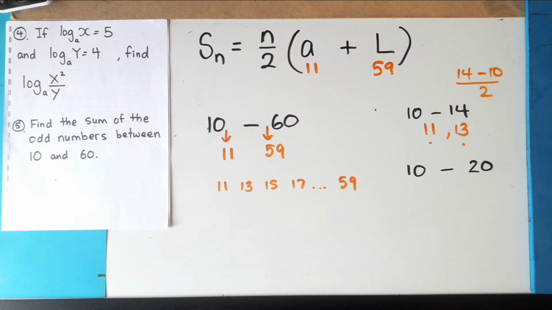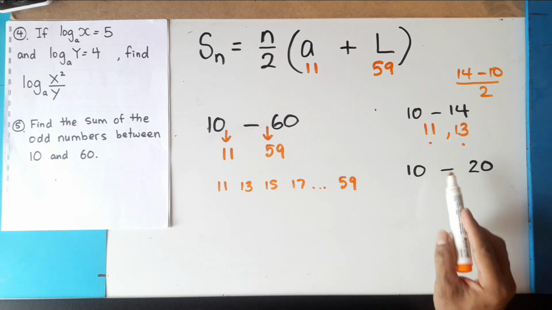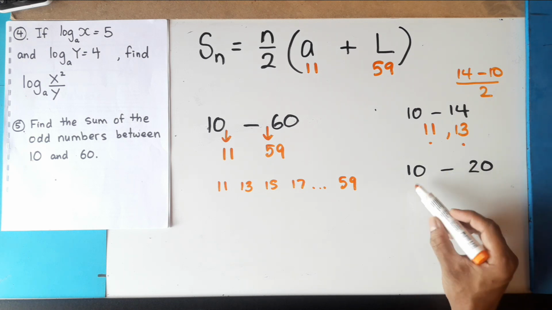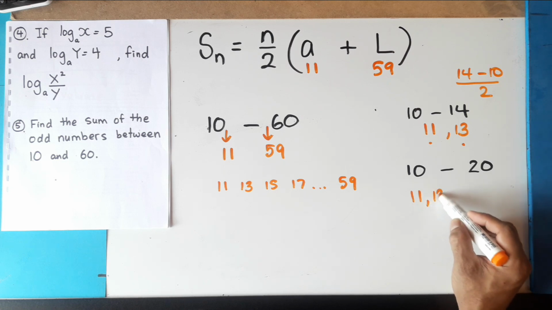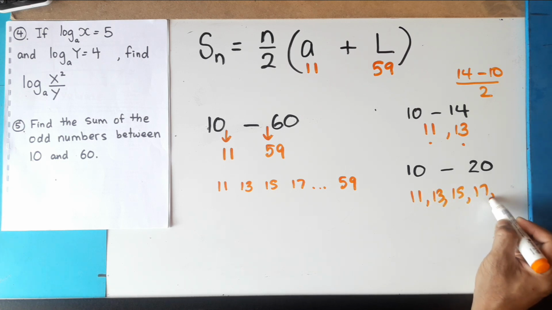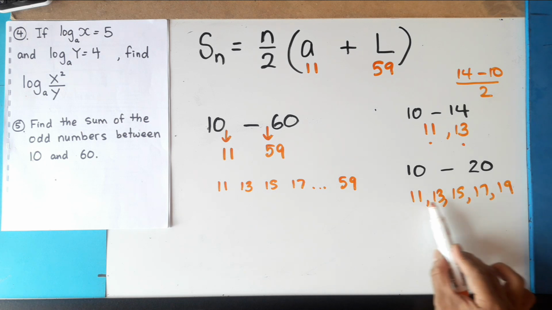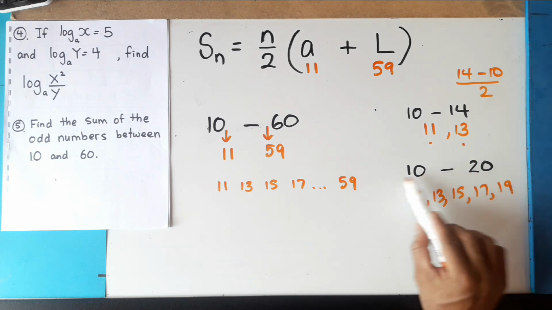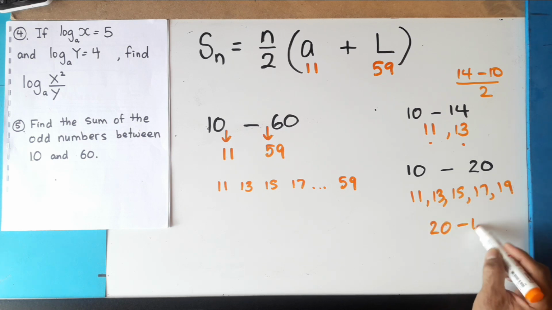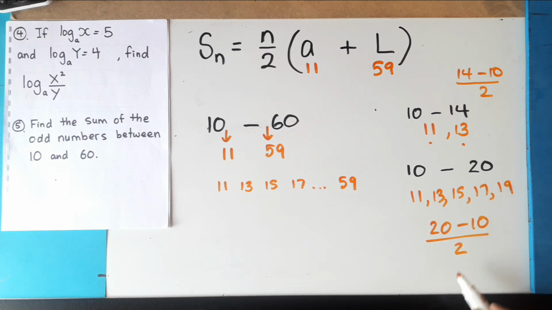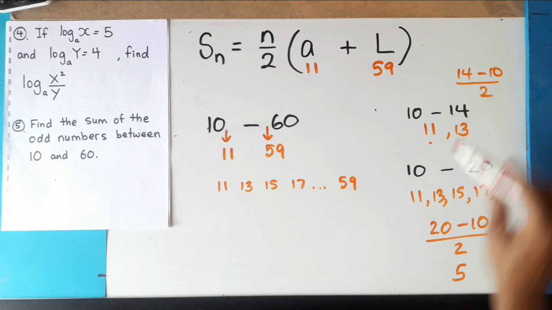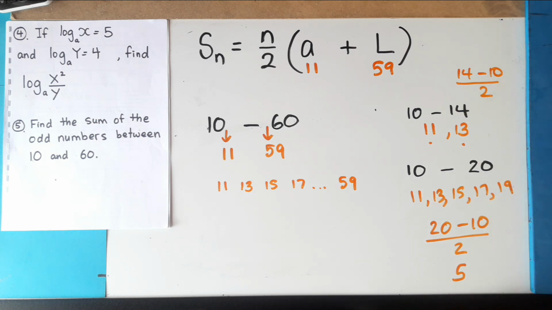1, 2. But let's see if it works for a bigger one. Let's say we wanted to find the number of odd numbers between 10 and 20. Well, that would be 11, 13, 15, 17, and 19. That's 1, 2, 3, 4, 5. So let's see if this formula still works. If we subtract the first even number from the last number and then divide it by 2, we get 20 minus 10, which is 10. 10 divided by 2 is 5. 1, 2, 3, 4, 5. So we see that our technique works here.